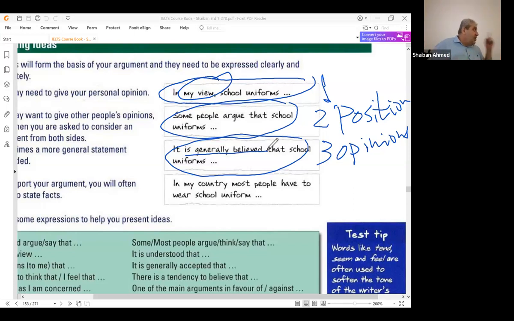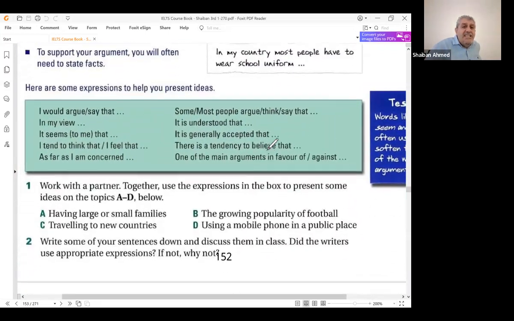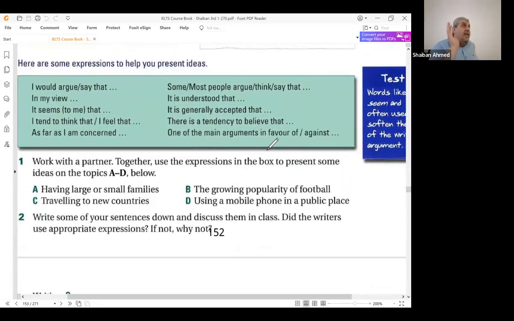So again, your opinion should be clear, whether it is personal, some people, then you say your opinion, generally believe, then you. So your position is the most important one, but should be clear. Also, yesterday we said there are 2 types of presenting an opinion. Of course, if I say I agree or disagree, this is what?